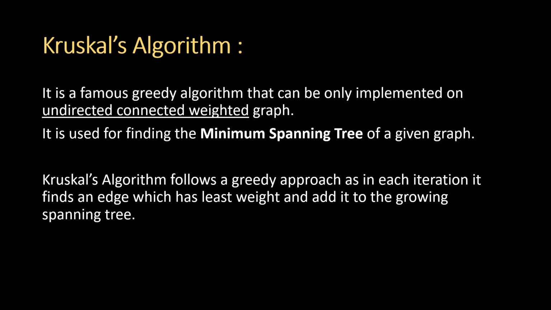Kruskal's algorithm. It is a famous greedy algorithm that can only be implemented on an undirected connected weighted graph. It is used for finding the minimum spanning tree of a given graph. Kruskal's algorithm follows a greedy approach as in each iteration it finds an edge which has the least weight and adds it to the growing spanning tree.